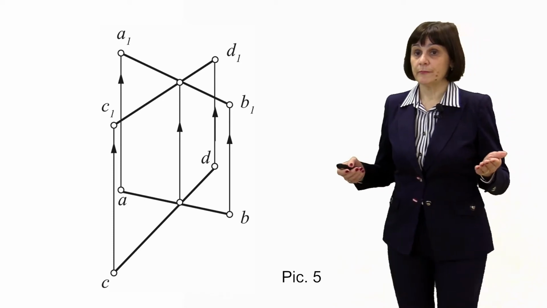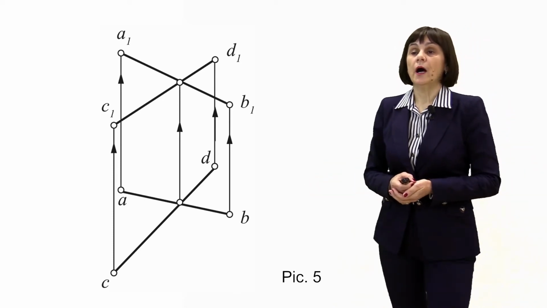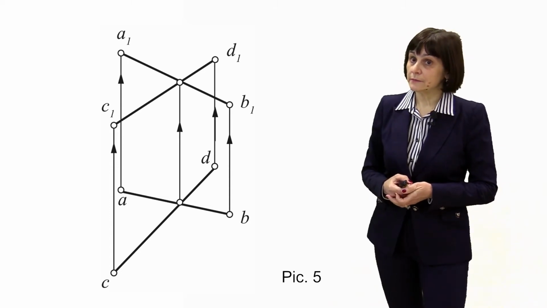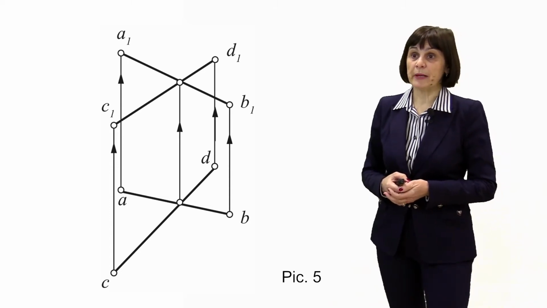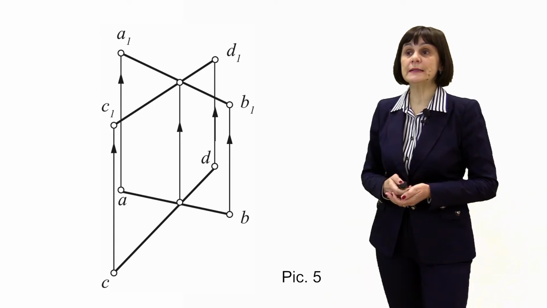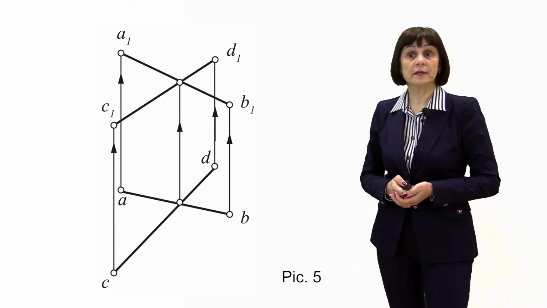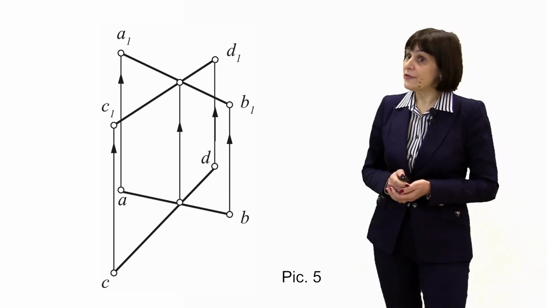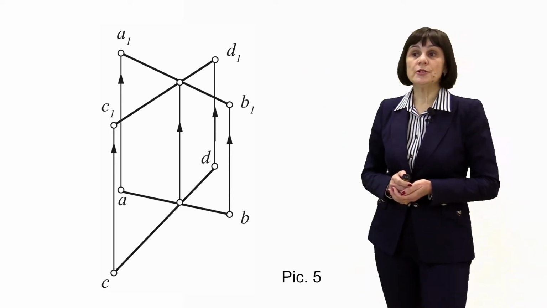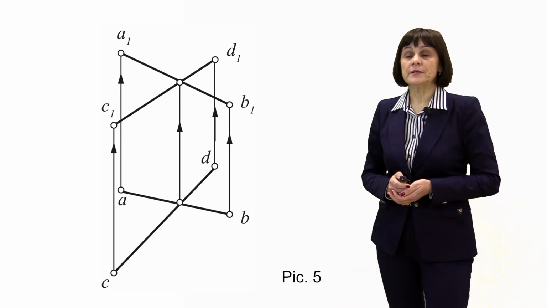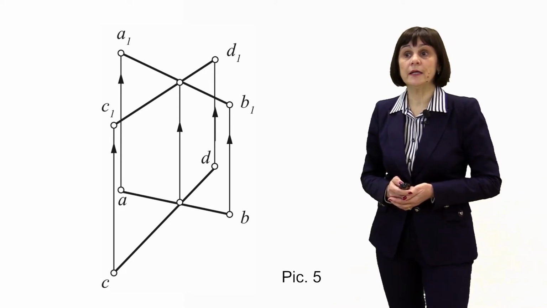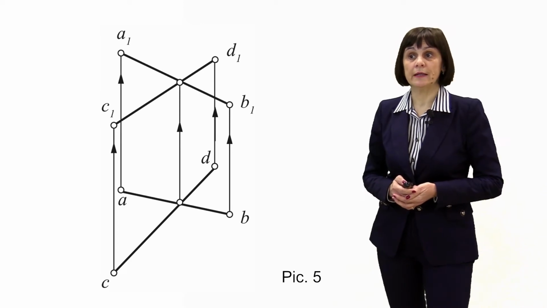The third method: we can set the position of a plane in a space with the help of 2 intersecting straight lines. It is shown on this drawing. As you understand, intersecting lines are straight lines that are located on the same plane and have an intersection point.